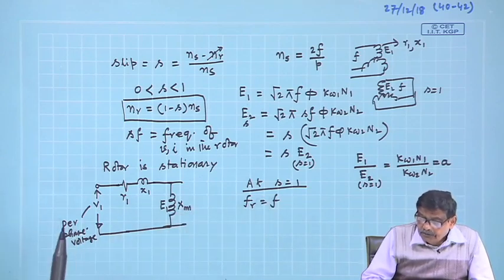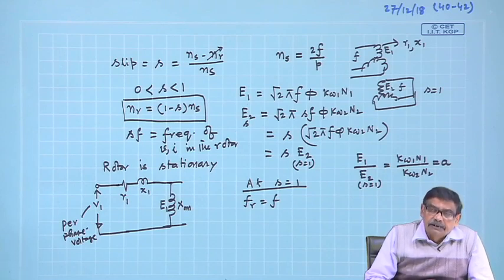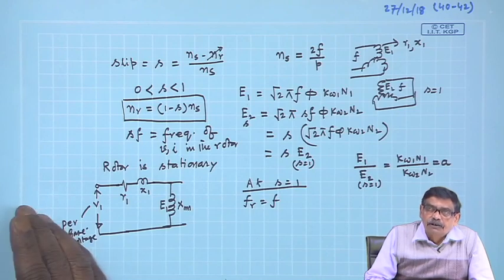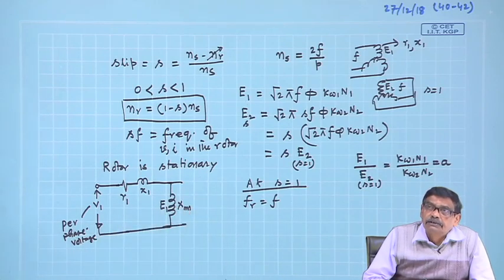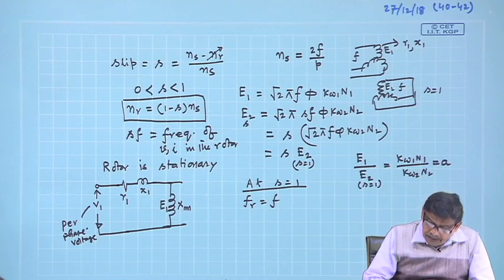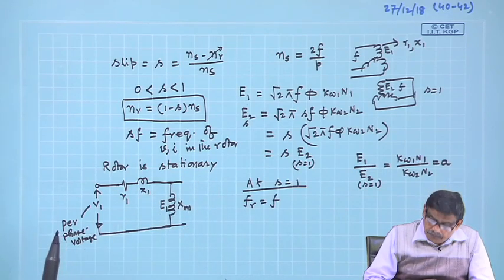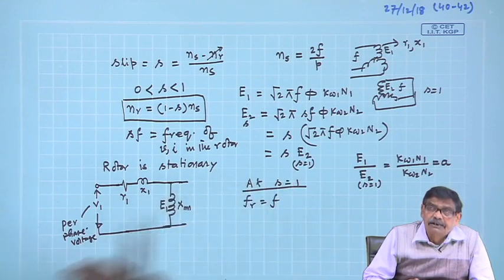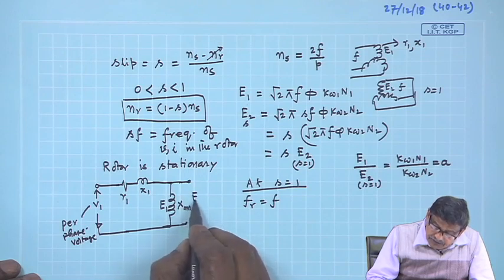In fact, compared to a transformer, the magnetizing reactance of an induction motor is much higher, because there exists an air gap, and to establish the same amount of flux in a transformer or in an induction motor, the current needed, that is the magnetizing current, will be much higher. Therefore, Xm is much higher. So, to establish a given flux, here is your E1.